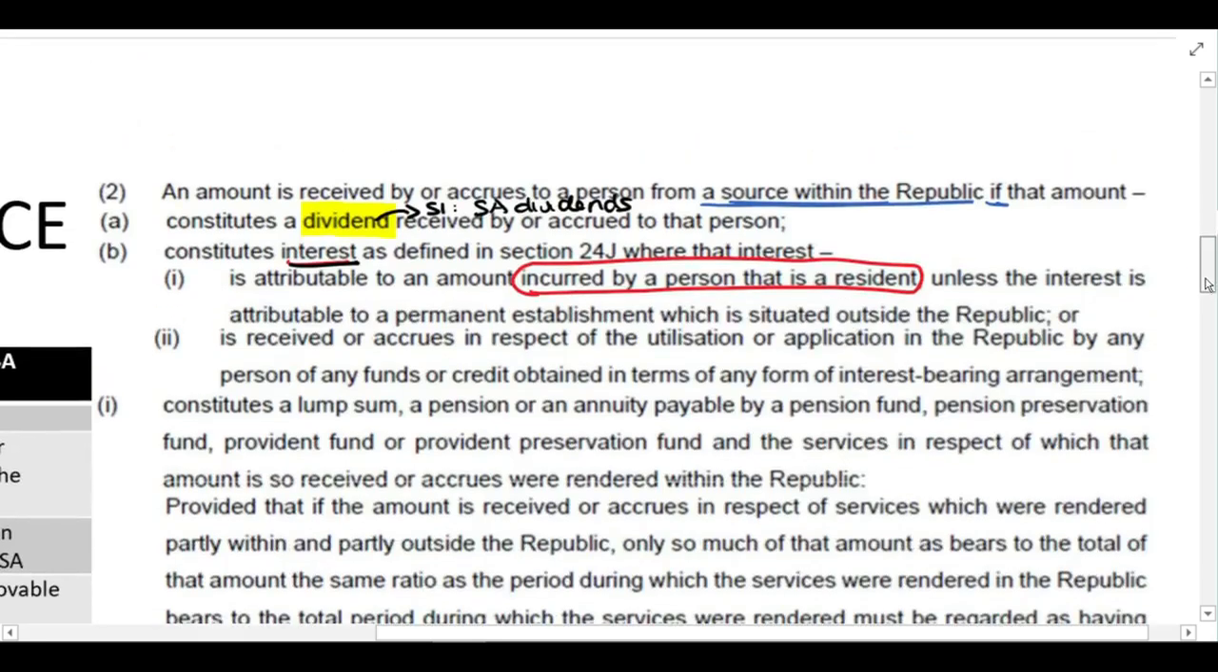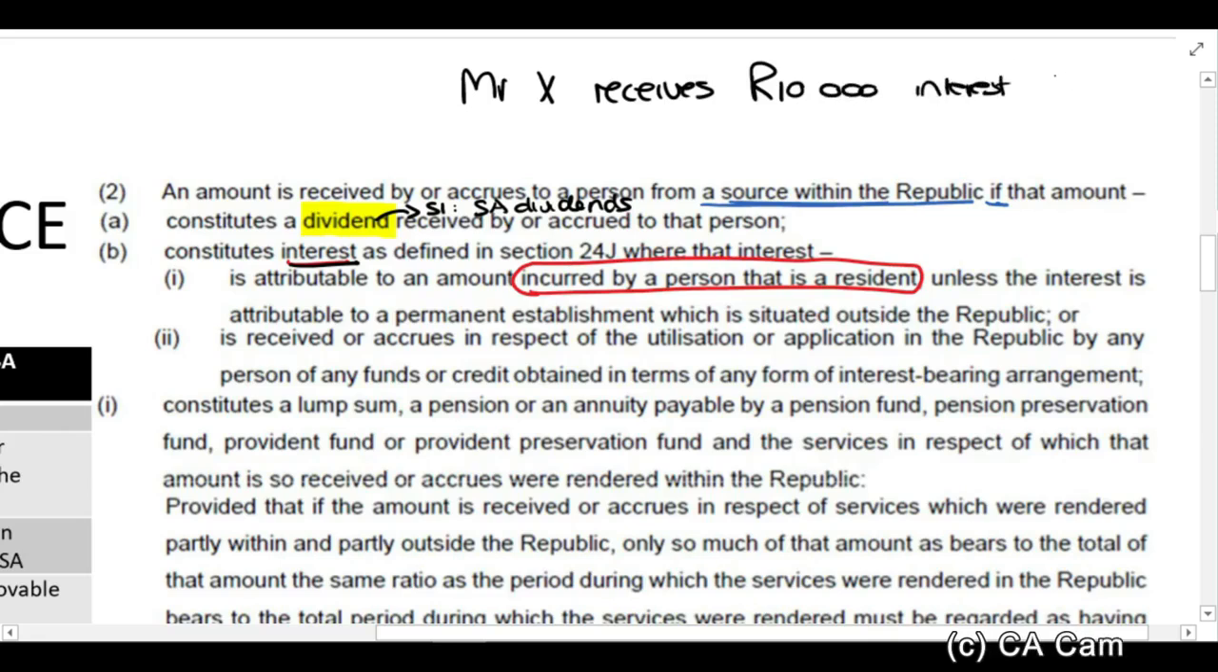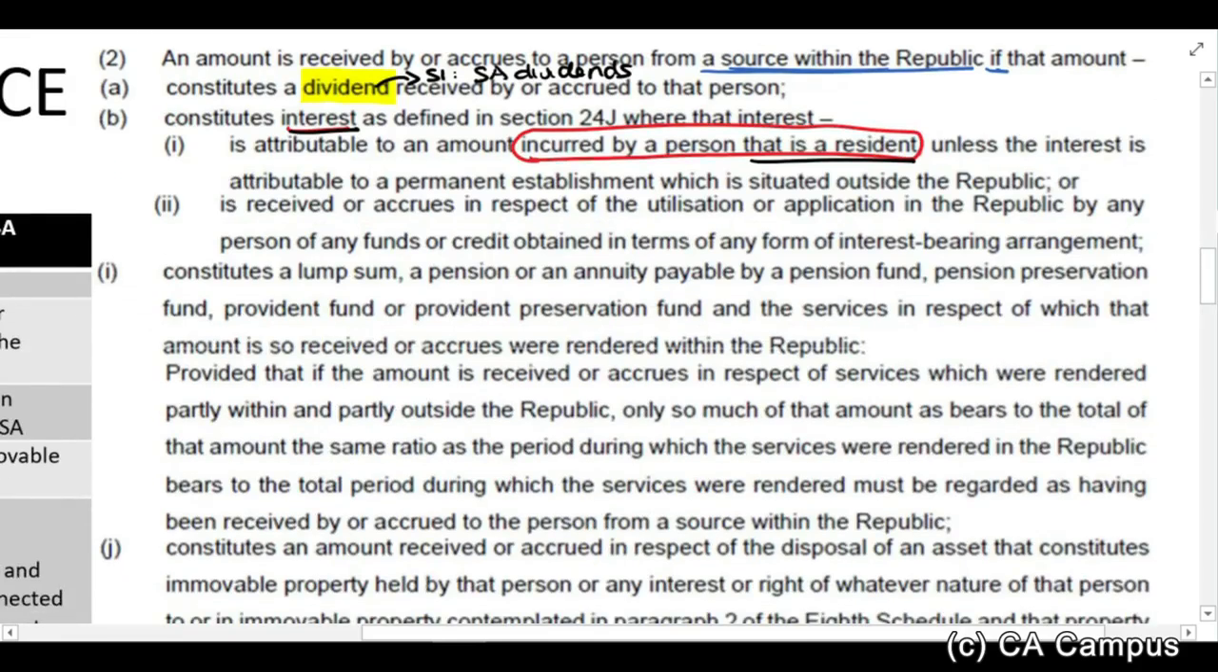so let me just write it like this. Mr. X receives 10,000 rands interest from Mrs. Y. So what this says is if Mrs. Y is a South African resident, then that 10,000 rands is from a South African source. So if it's incurred, the person who is paying it is a resident.